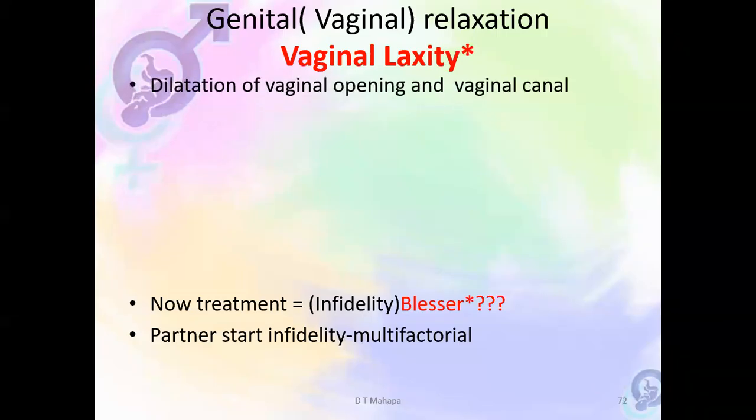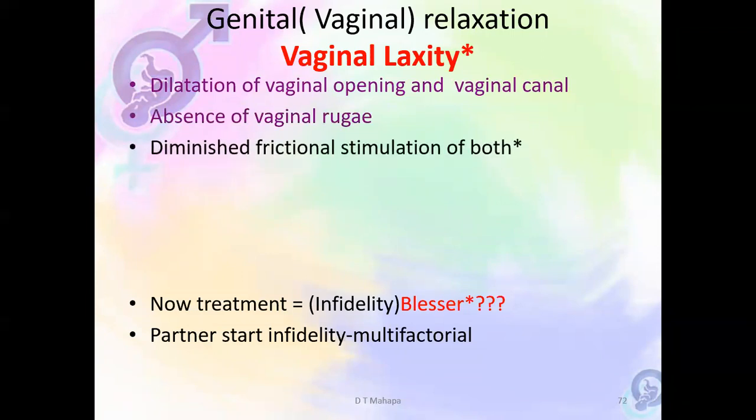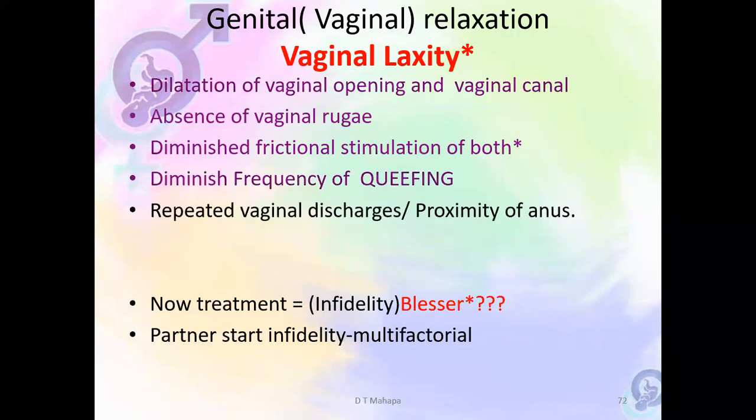It's a dilatation of the vaginal opening or vaginal canal. With the dilatation, you lose those convolutions that we call rugae, which you also lose in menopause. Thus, you lose that frictional effect that usually happens during copulation. And it reduces the frequency of vaginal wind and vaginal discharge. I've said vaginal discharge is due to the proximity of the anus to the vagina with the vaginal relaxation.